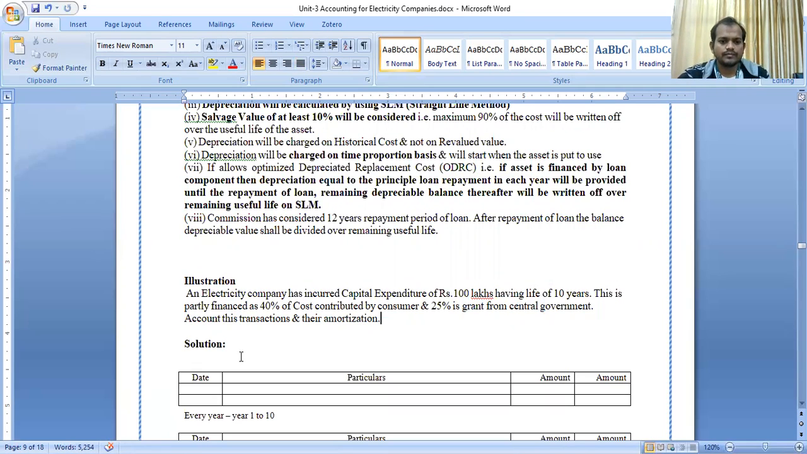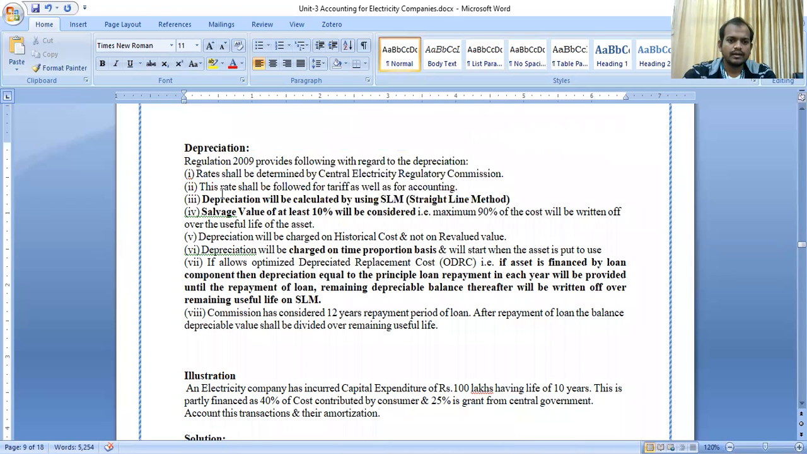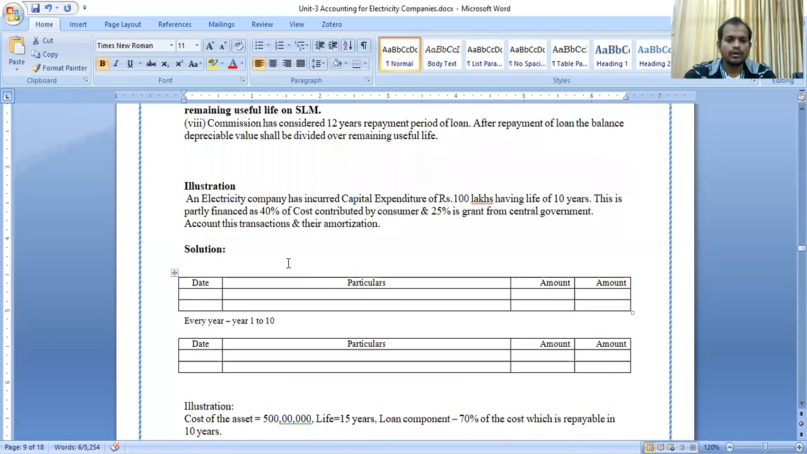If you clearly have a look, there is no sign of salvage value in this illustration. But as per the regulation, we have to consider 10% as salvage value. Okay, so let's go with the illustration.